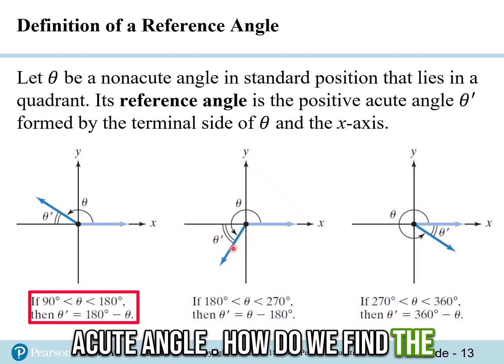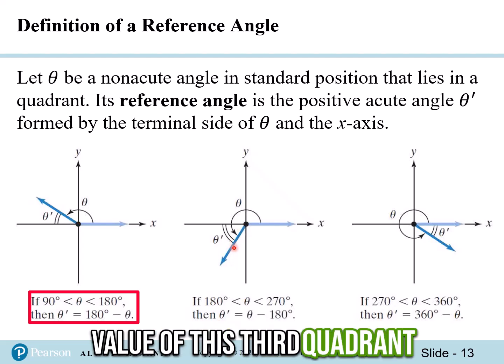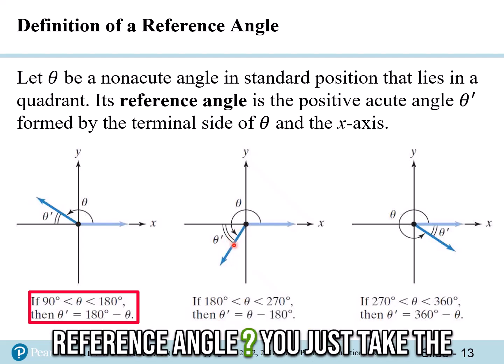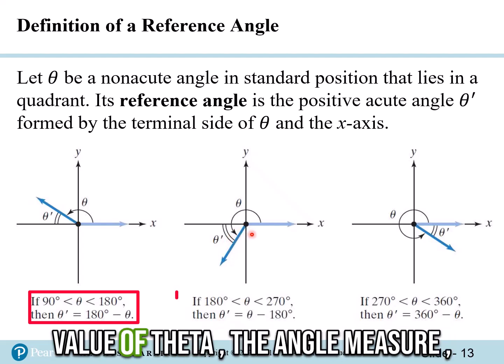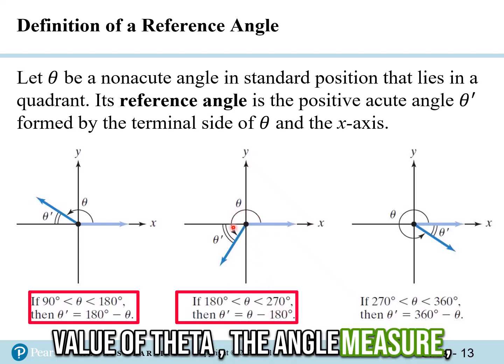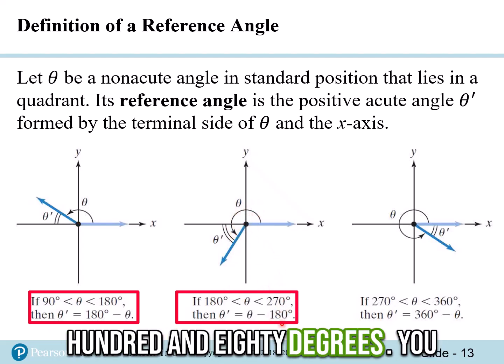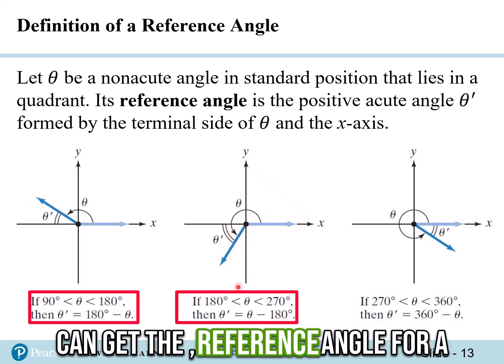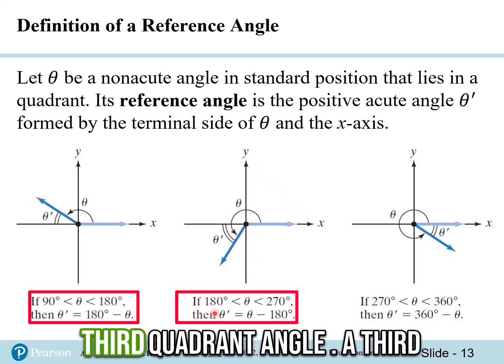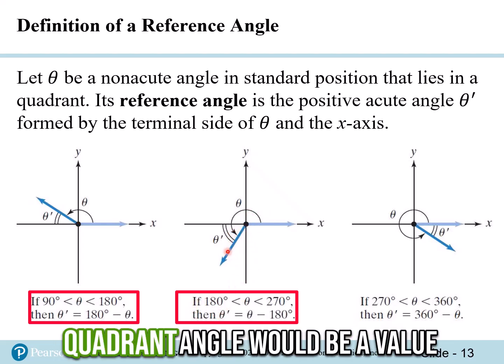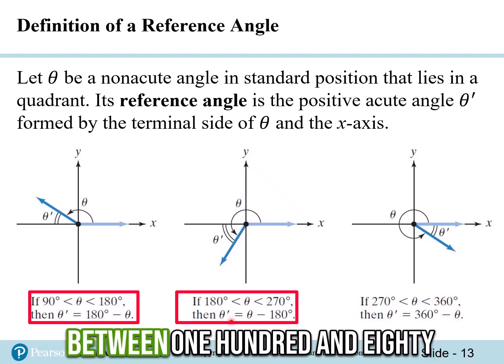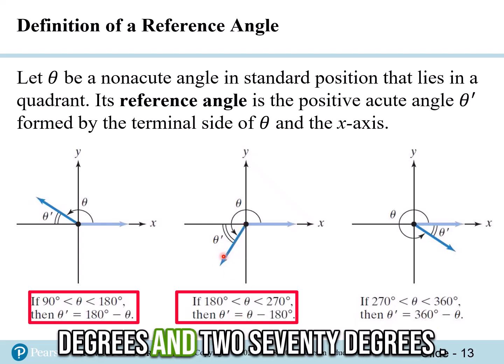How do we find the value of this third quadrant reference angle? You just take the value of theta, the angle measure, and from it you subtract 180 degrees. You can get the reference angle for a third quadrant angle. A third quadrant angle would be a value between 180 degrees and 270 degrees.